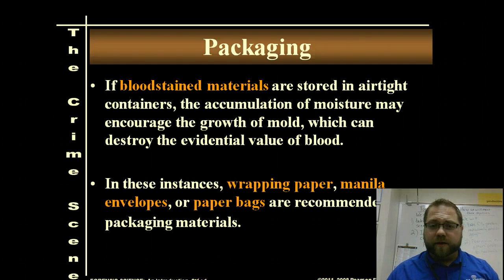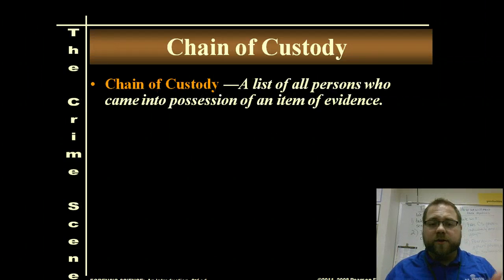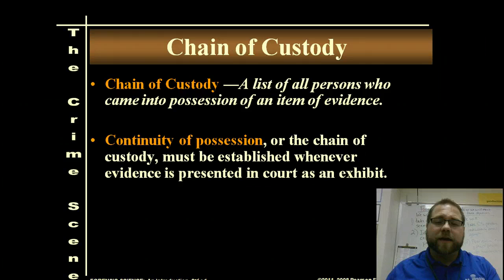You can use the manila envelopes for that, especially if you have a small amount of bloodstained materials, and also even paper evidence bags, which I don't have one on hand. I had one I pulled out for this purpose, but don't have it with me. Think of a small brown paper bag, and it has an evidence and a chain of custody list written on it. So, as we've been talking about over and over again, chain of custody is a list of everyone who came into possession of an item and wherever that item was.